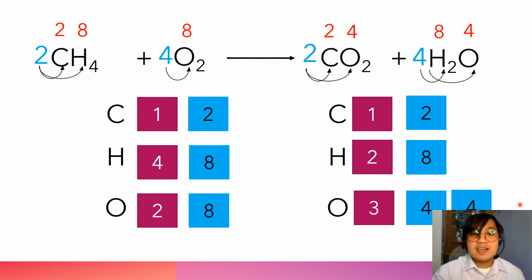Now let's check if this is already balanced. Carbon has 2 in reactant and 2 in product. So this is balanced. Check. For hydrogen, I have 8 and 8 on the other side. So this is check. For oxygen, I have 8 and of course another 8 for this side. So that is how you balance a chemical equation. Take note of this process because you need to have these skills throughout this video lesson. And of course, for the quiz.